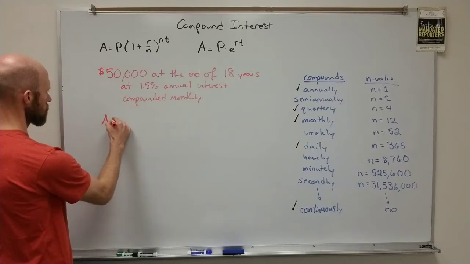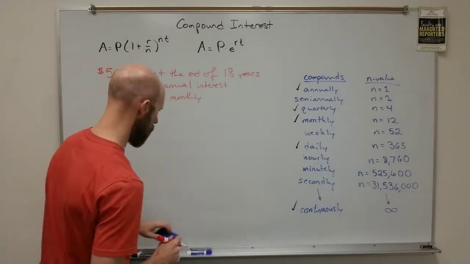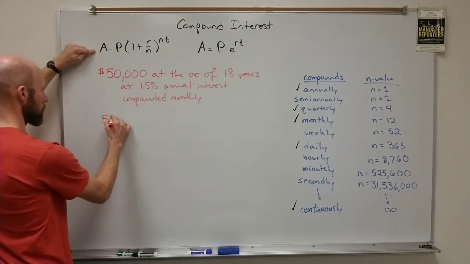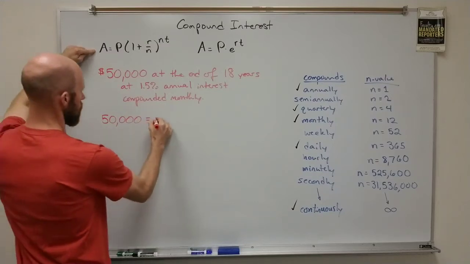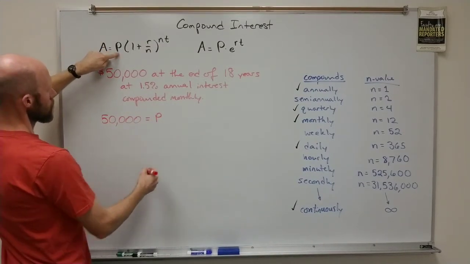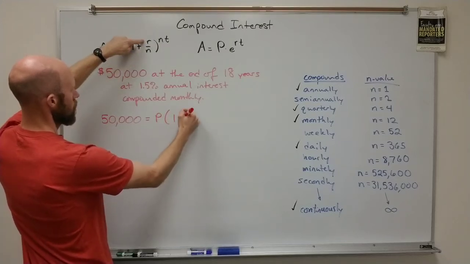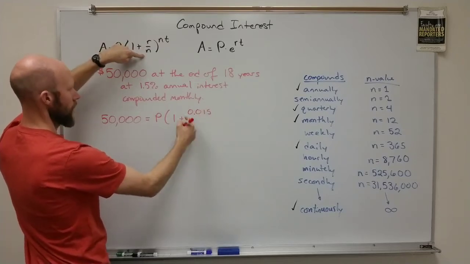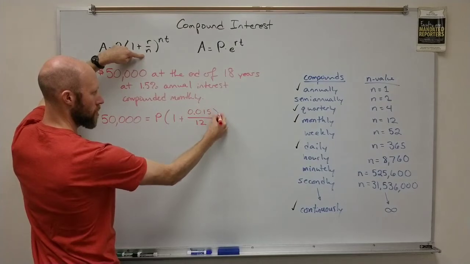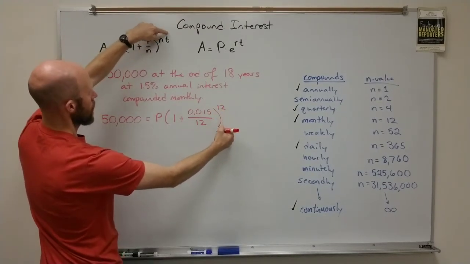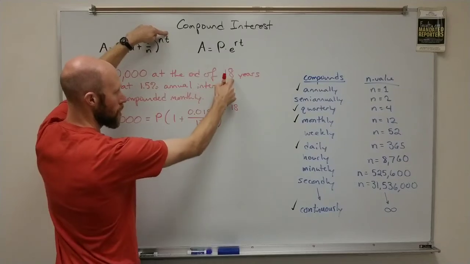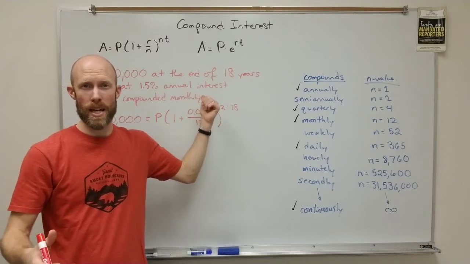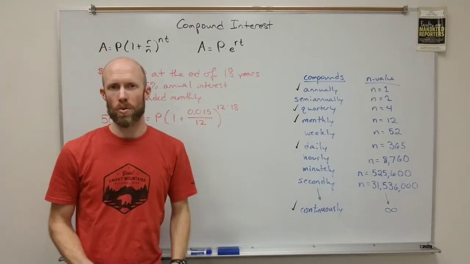So to do that, I plug in everything I know and solve for P. So I know the final amount is going to be 50,000, or the future value, I should say. P is unknown. R is this interest rate, which converted to a decimal is 0.015. N, we're compounding monthly, so that's a 12. This N is also a 12, and the T is my 18 years. Now remember that T is always in years. If for some reason you're given information in months or days, you have to convert that into years, okay?